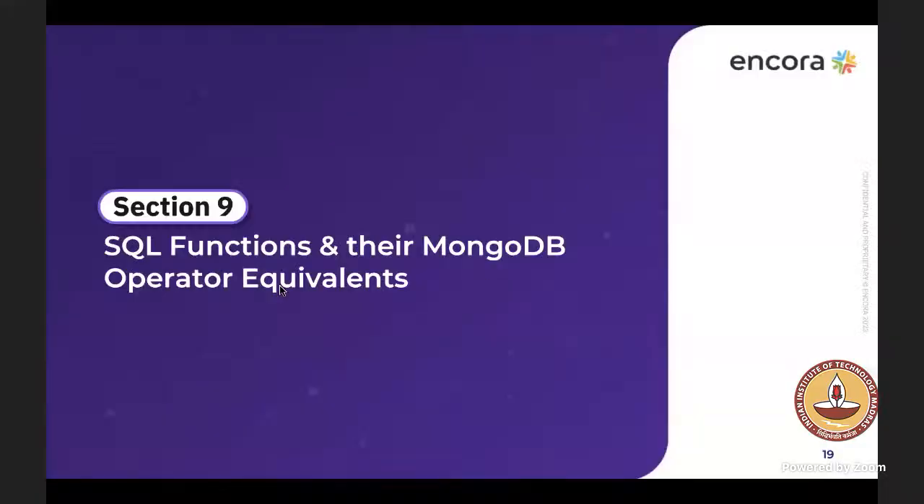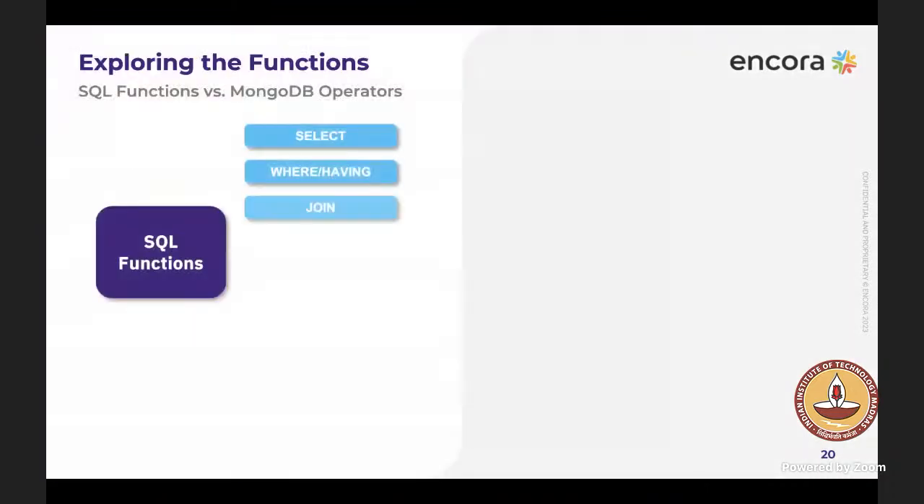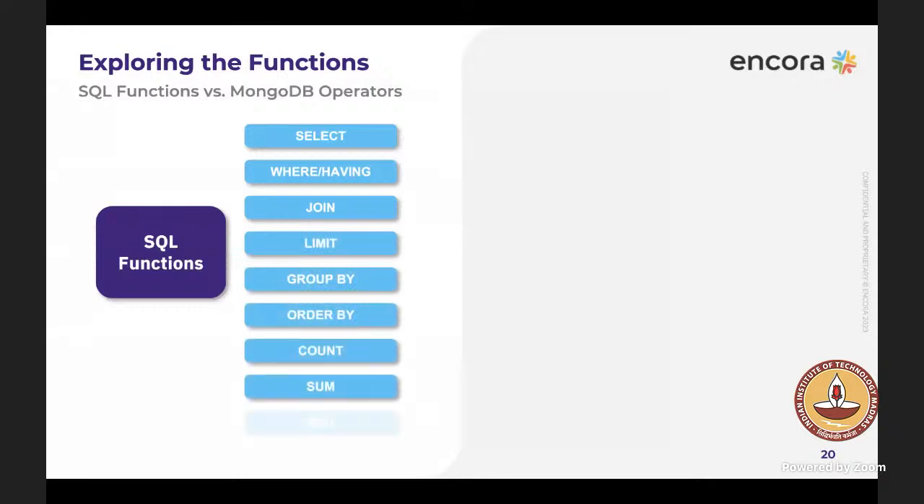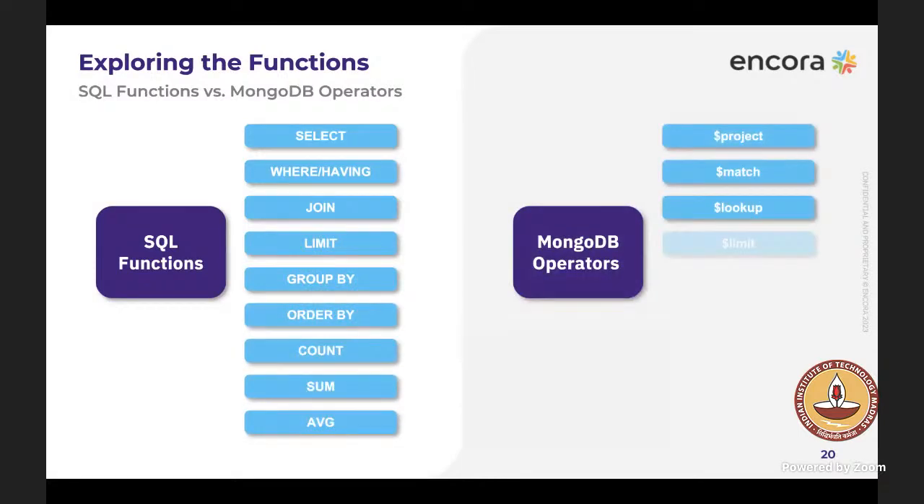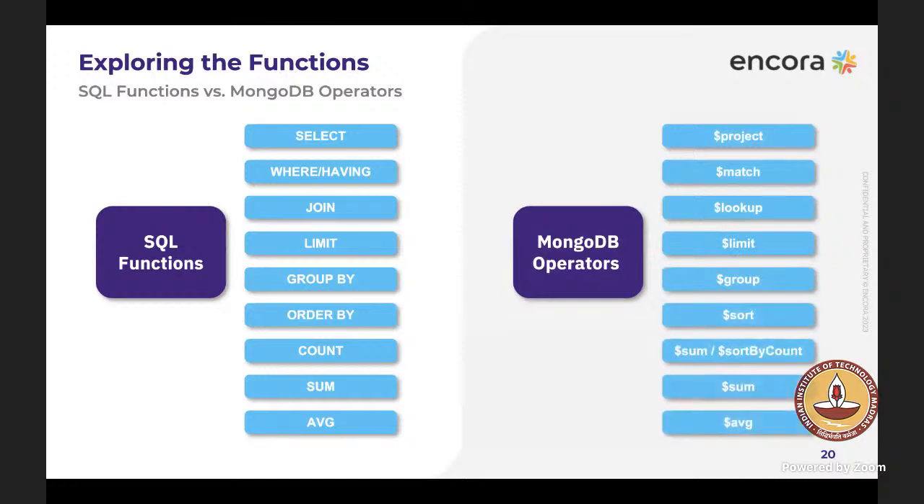We can also see that most of the functions have equivalents in SQL and in MongoDB. In SQL, if we have a select query to select the fields, in the same way we have the project stage in MongoDB. With the help of project, we can retrieve only the fields which we want. Then in SQL, if we have a where or having clause, we have a match stage in MongoDB, which does exactly the same thing that where or having does in MySQL.